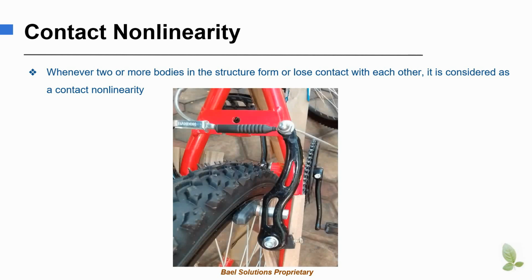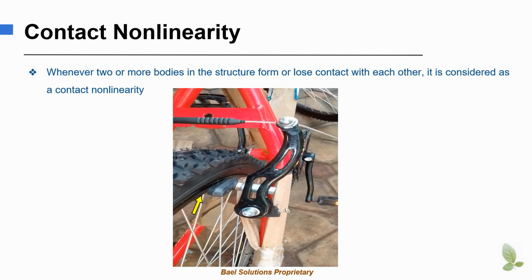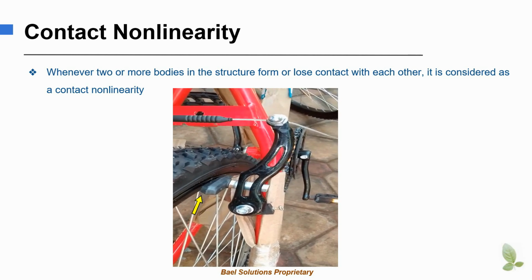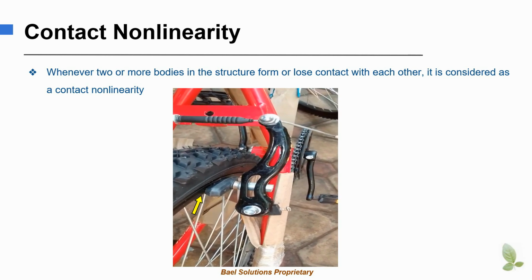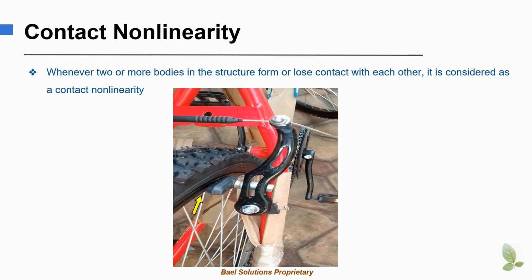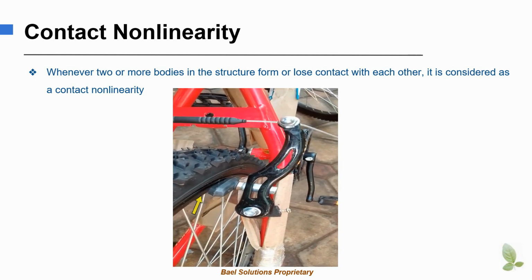As the brake pad comes in contact with the wheel rim, the rotational motion of the wheel is restrained by the frictional force at the brake interface. The wheel is again free to rotate, as the contact is lost between the wheel rim and the brake pad.